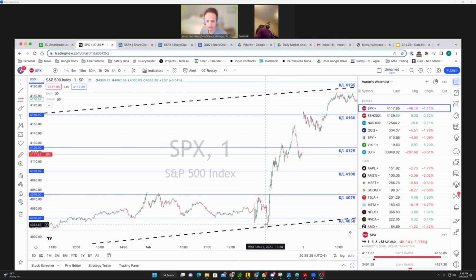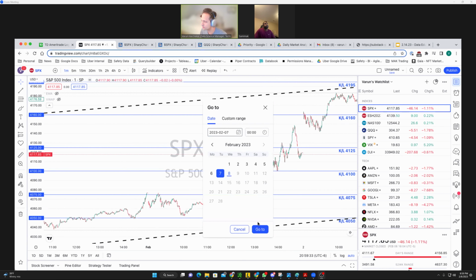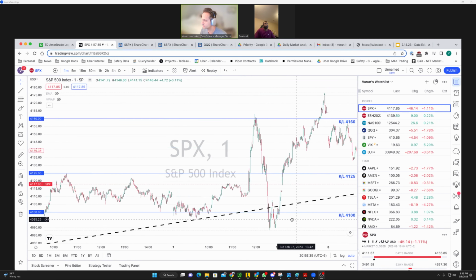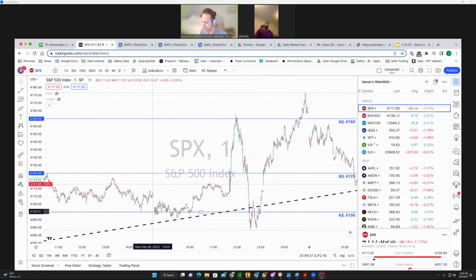And then the next day is the 7th, which is yesterday. Yesterday was a crazy day, remember that? We basically chopped, Powell started talking, boom, went down, tested the trend line, and then trended up again. So that brings us to today.